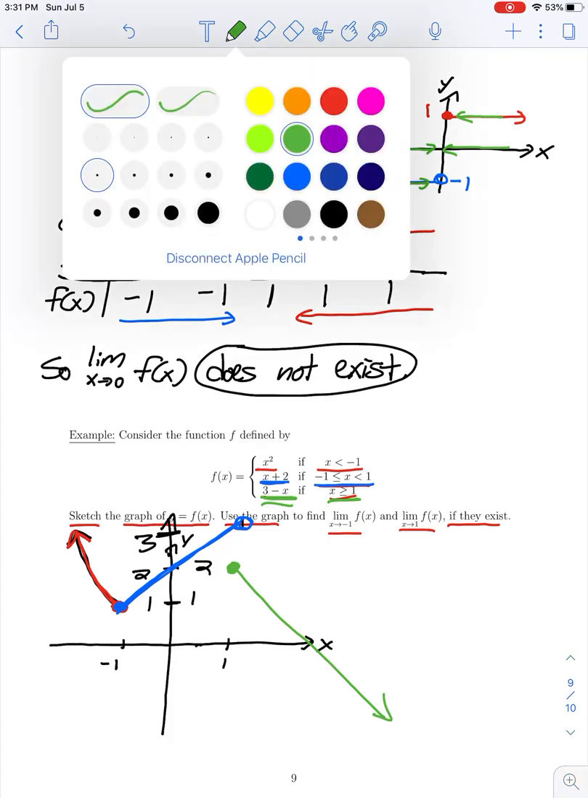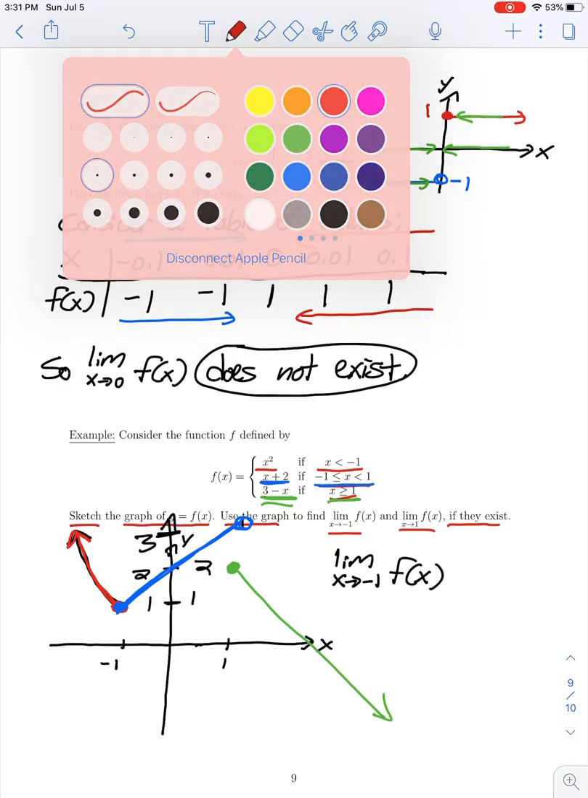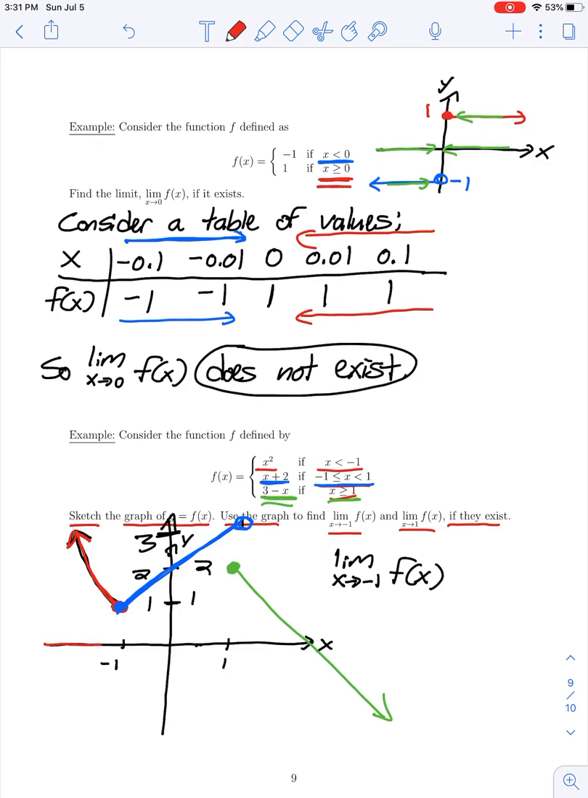So given this graph, we want to find the limit as x is approaching negative 1 of our function. So looking at our functional values, as x is closing in on negative 1, we see the values of our function are approaching this y value of positive 1.